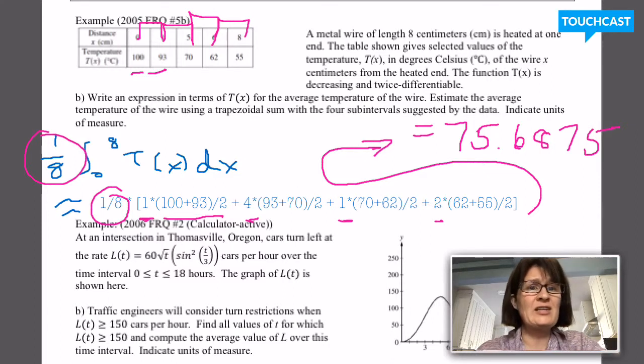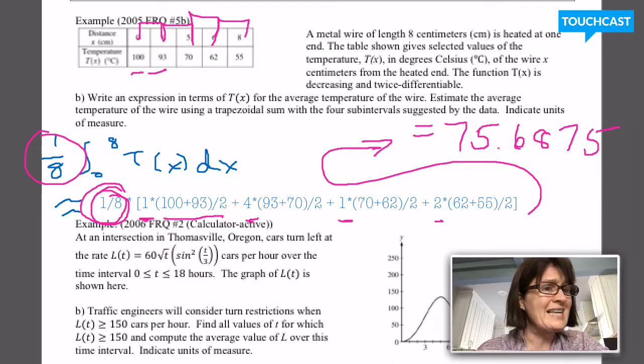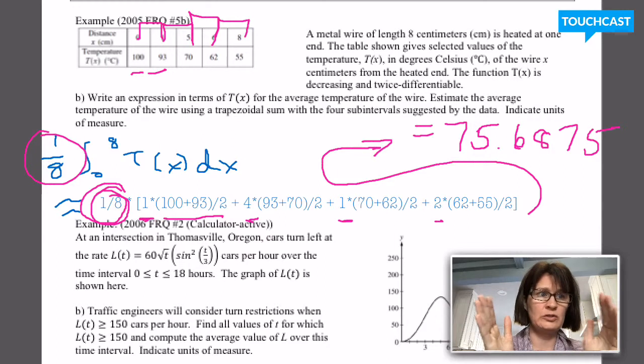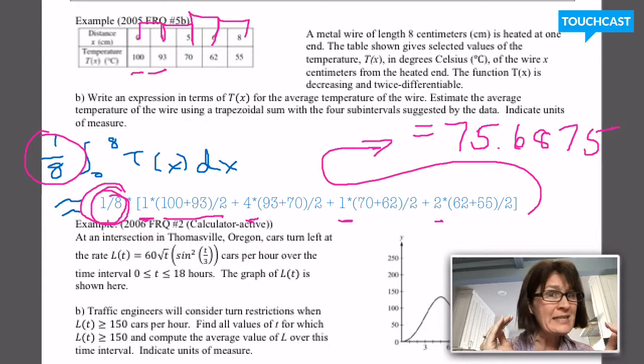If you got 605.5, you've made a very, very common error, which is to use trapezoids to approximate that integral, but then forget that you have this 1 over b minus a that must get multiplied. And that's why I wanted to specify before we even started. If I ask you about the average temperature of this wire, and you know the hottest place is 100, and the coldest place on the wire is 55 degrees, then you know the average must be somewhere between 55 and 100. So if you get an answer of 605 as the average temperature, something's gone really wrong.